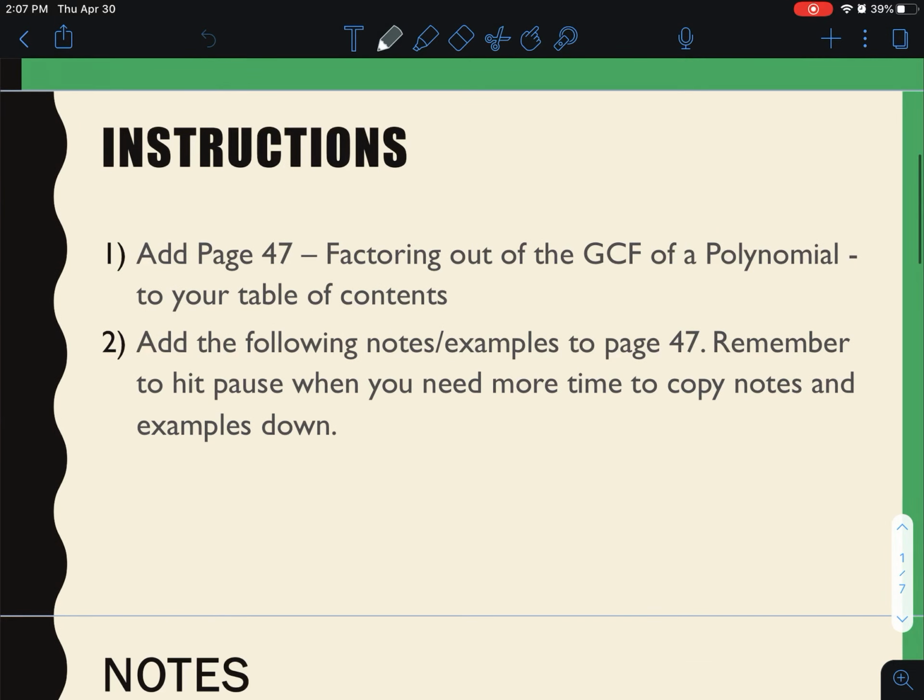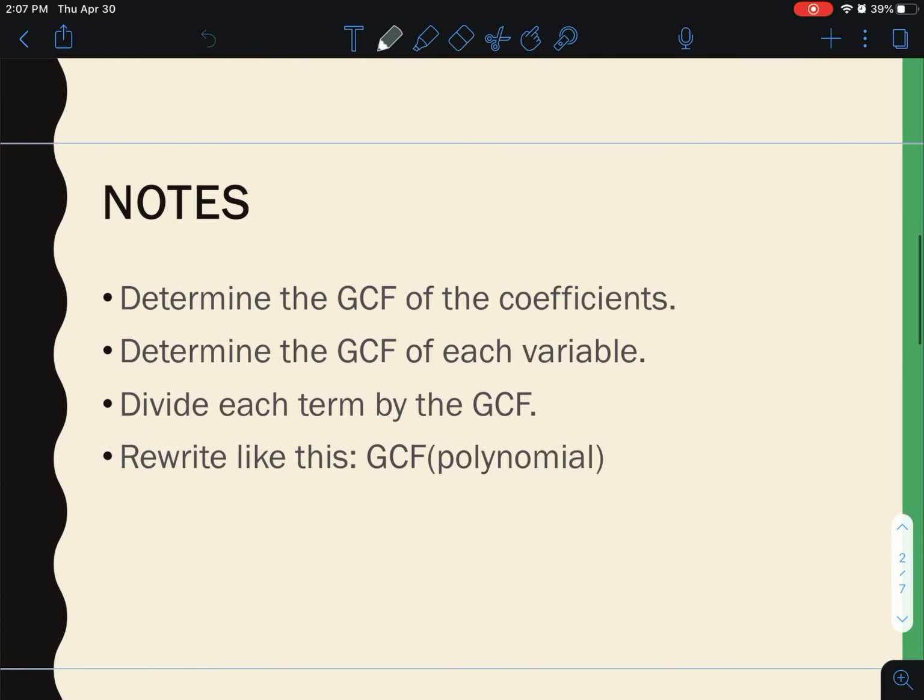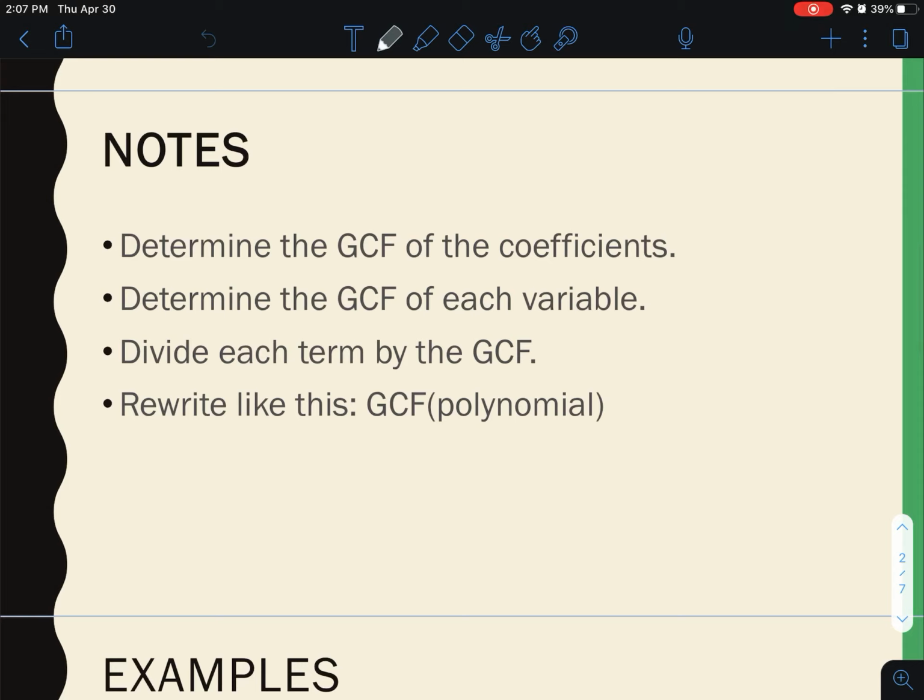First thing I want you to do is add page 47, factoring out the GCF of a polynomial, to your table of contents. Number 2, add the following notes and examples to page 47. Remember to hit pause when you need more time to copy notes and examples down. Alright, now the notes here may be a little bit confusing until you see an example.